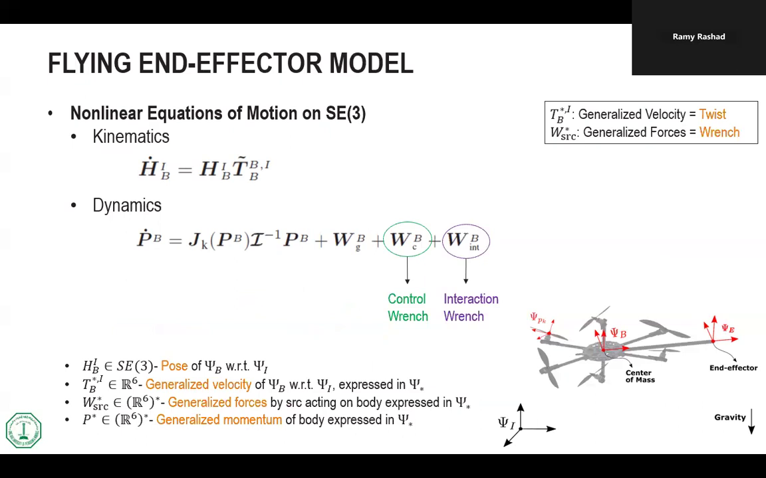Now, instead of linear momentum and angular momentum, you combine them. You have this generalized momentum, and all of the Coriolis and gyroscopic force go into this nasty term, without looking into details. And then you have the gravity wrench, you have the control wrench, and you have the interaction wrench. The term wrench means generalized forces, which combines torques and forces.